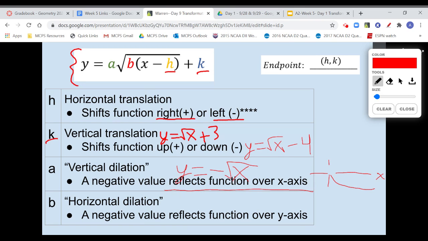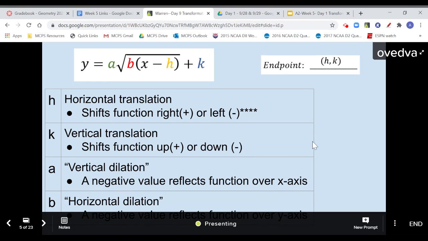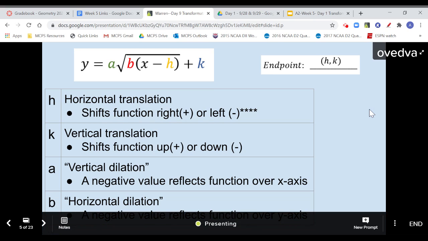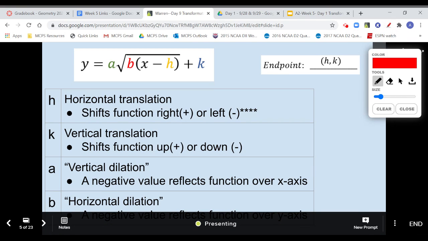Okay. After that, we're going to talk about horizontal dilations. Sorry, I thought my screen wasn't recording for a second. I got concerned.